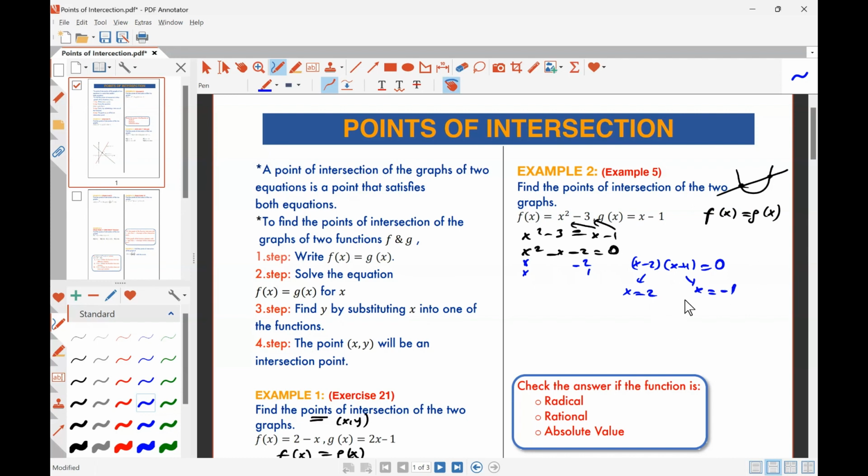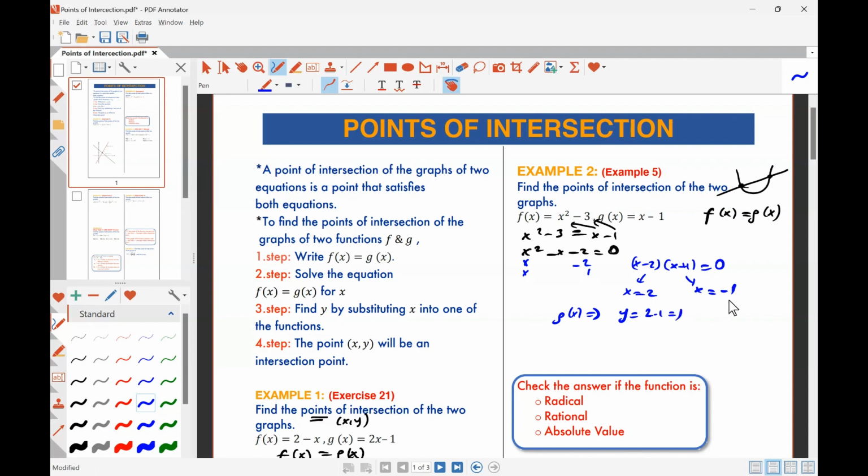So I have two x values, which means I will have two y values. How do I find the y values? By plugging in these two for x in one of the equations. So which one is easier to substitute? g of x seems easier. So let me use g of x to find y. So y equals, for x equals 2, 2 minus 1, which is 1.